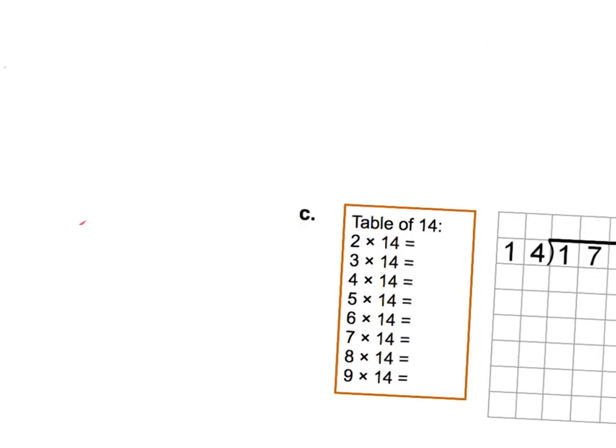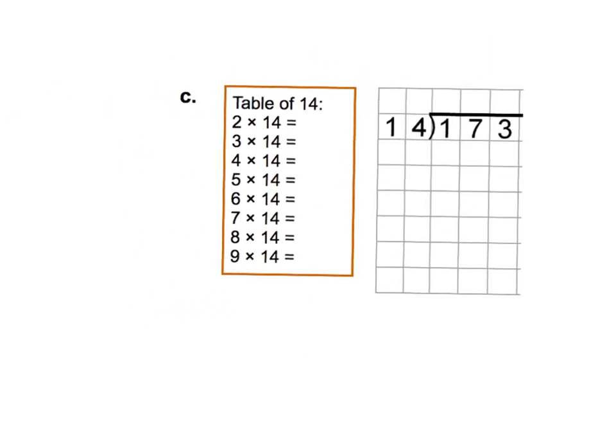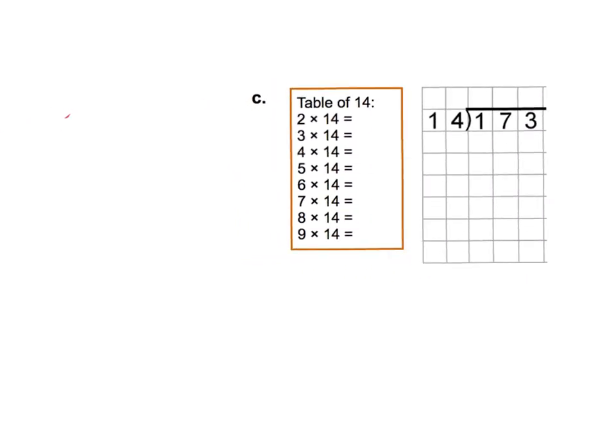So we're going to take a look at this problem now. We have 173 divided by 14, and we're going to use a multiplication chart. When we use a multiplication chart, we basically just do the math for the problem before we get started, so that when we are dividing and multiplying and subtracting and bringing down, we save ourselves some time. So I'm going to grab a pen here.